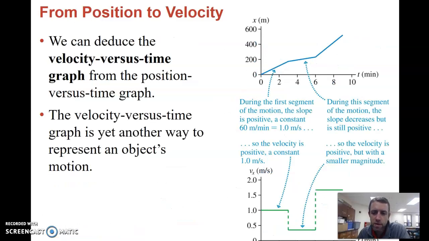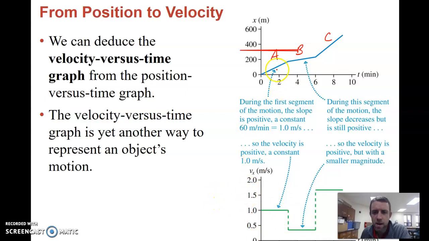From a position versus time graph, you can determine the velocity versus time graph very simply. So in these three sections of motion that we talked about just on the previous slide, we have A, we have B, and then C. Each of those has a constant slope. So over those time intervals, you find the slope, you take a value, and then you write that on the graph here.